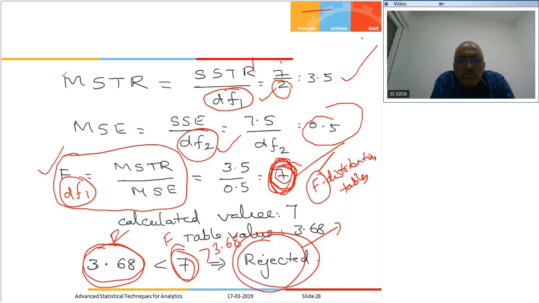Next, we have to take the F distribution table, where we go for the numerator degrees of freedom, that is R minus 1, and the denominator degrees of freedom, that is N minus R. I think I missed copying the table. From the table, for the given alpha equal to 5%, for these numerator and denominator degrees of freedom, it is 3.68.